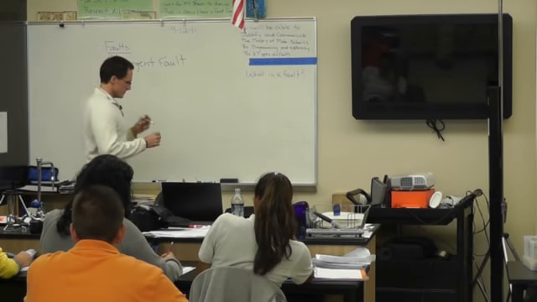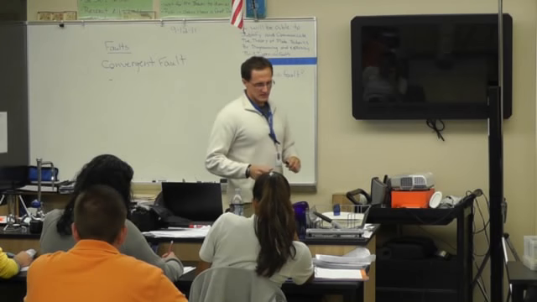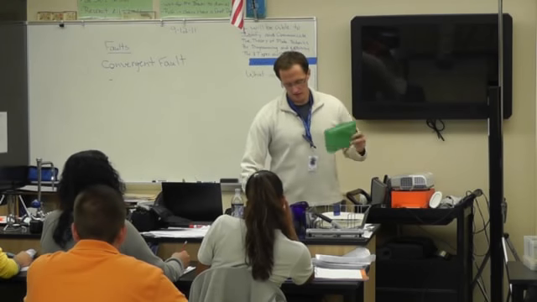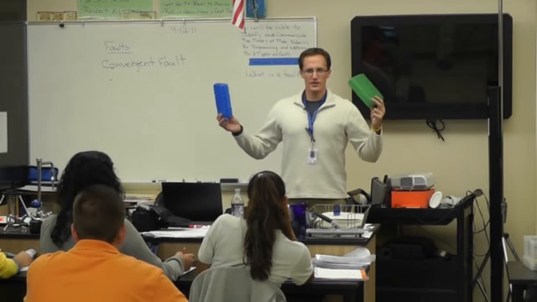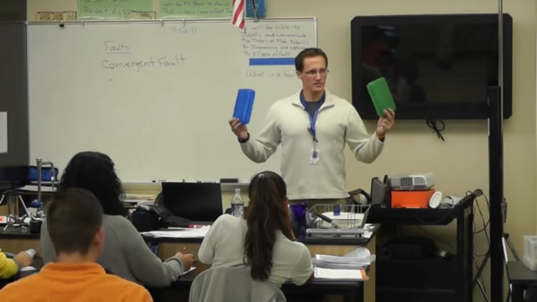So if I have two types of plates, I have continental and I have sea, what are three different ways these things can come together?